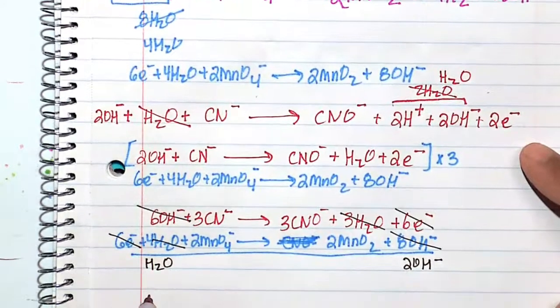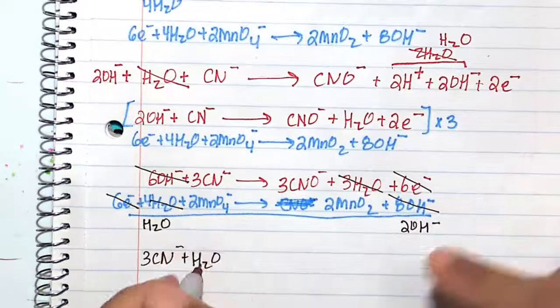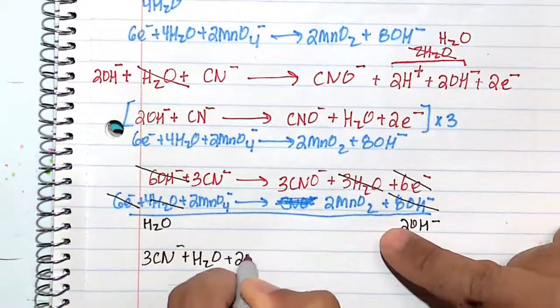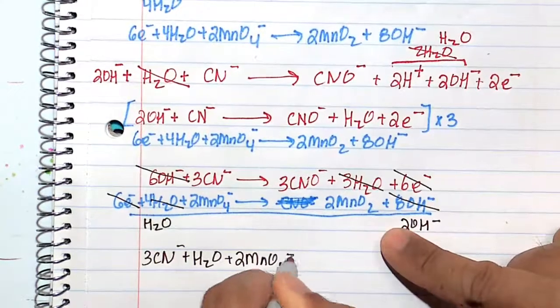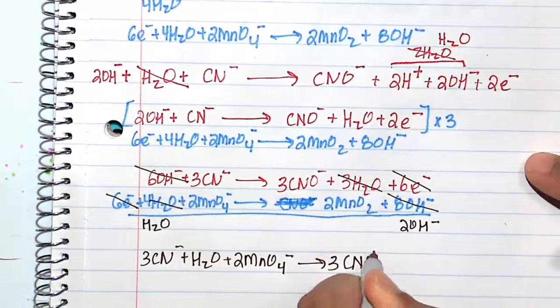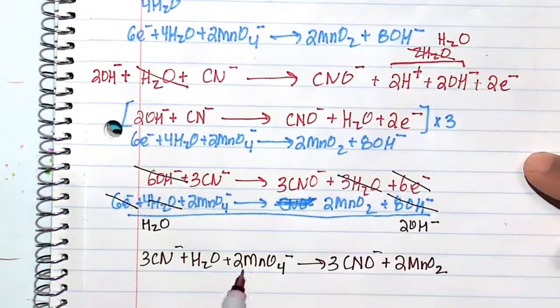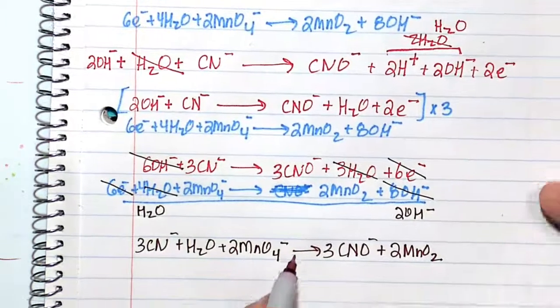So I am getting as my final answer 3 CN minus plus H2O plus 2 MnO4 minus, and that's going to go to 3 CNO minus plus 2 MnO2, and then there's 2 hydroxide left over.